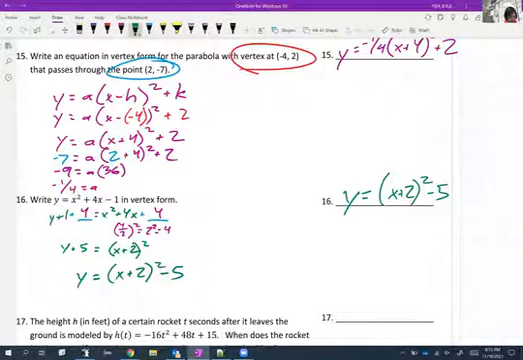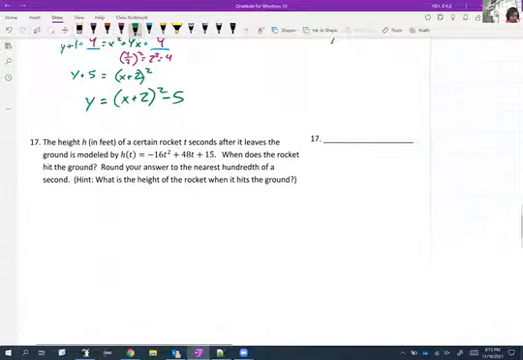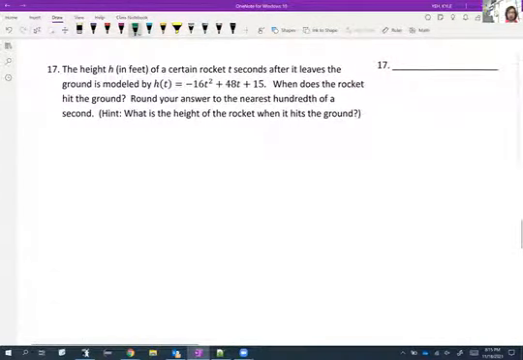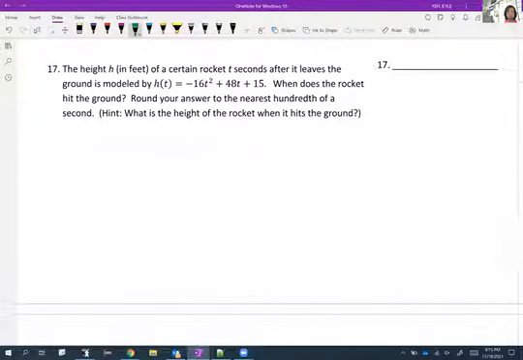All right, 17, a couple ways you could do it. And I'll show you the setup for one, but then probably how I would do it. The height h in feet of a certain rocket t seconds after it leaves the ground is modeled by this equation. When does the rocket hit the ground? Round your answer to the nearest hundredth of a second. What is the height of the rocket when it hits the ground?